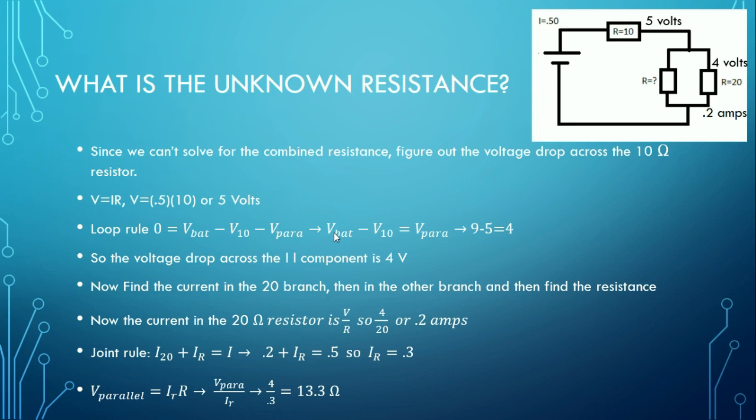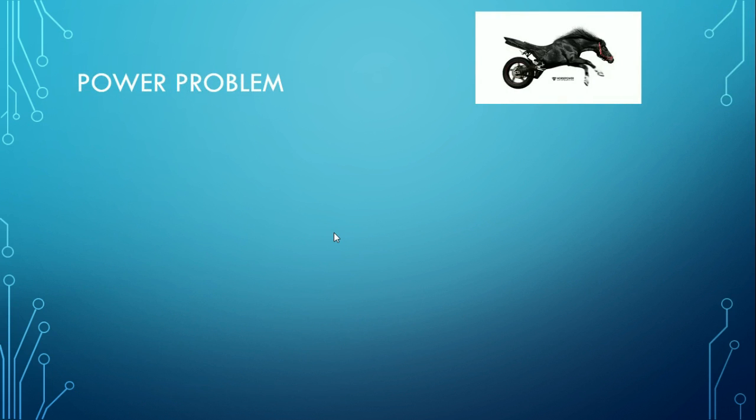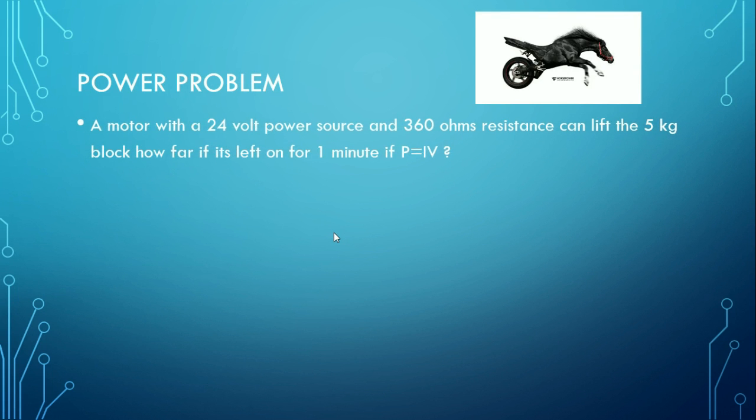So now we're going to do a horsepower problem, or a power problem. A motor with a 24 volt power source and a 360 ohm resistance can lift a 5 kilogram block how far if it's left on for 1 minute? Power equals current times voltage, so P equals IV. So that's your formula. First we want to find the current, because in our power formula, P equals IV, there's no resistance. So we need to find current.